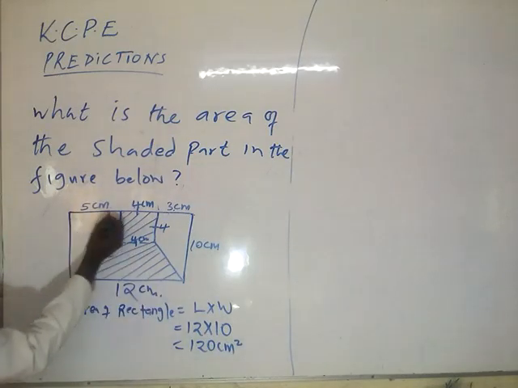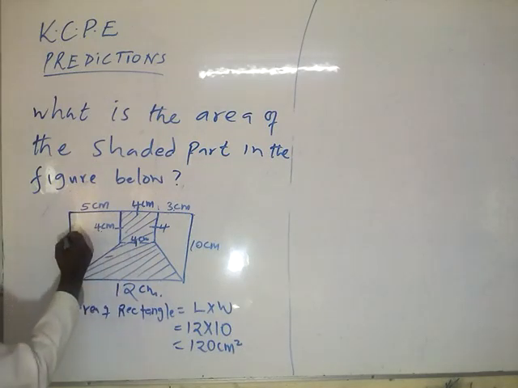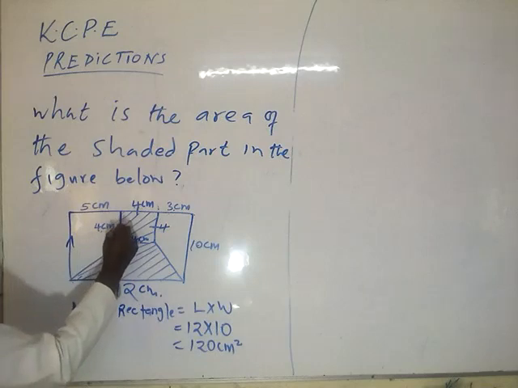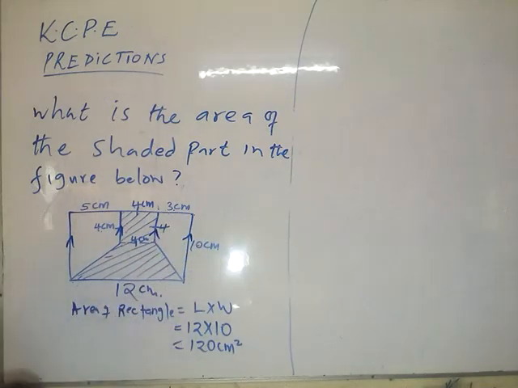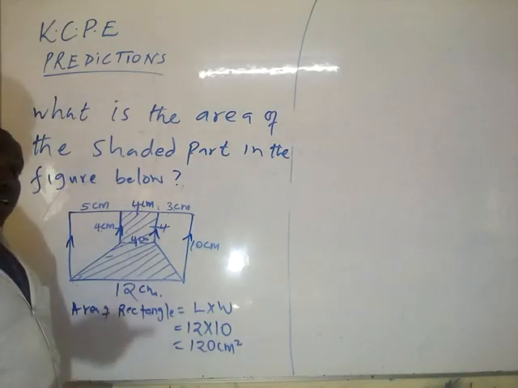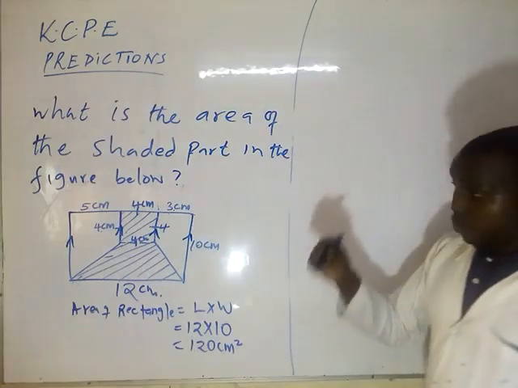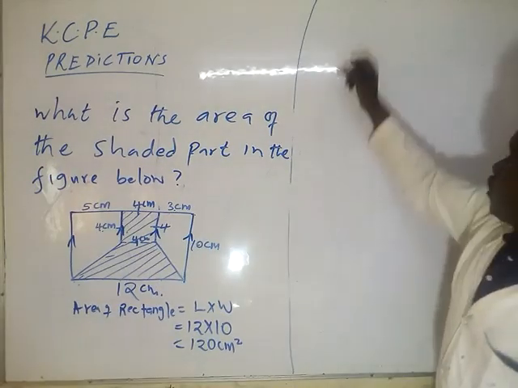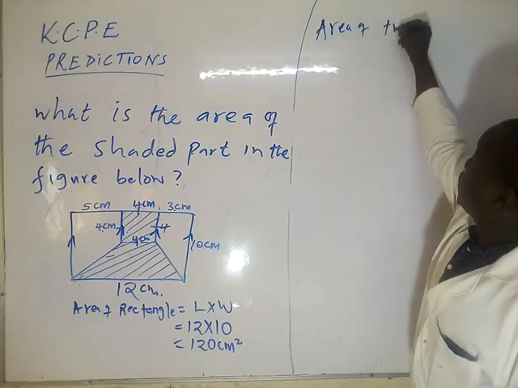So when you look at this figure here, from here up to here is a trapezium. So the trapezium, this line is parallel to this one. You know how to calculate the area of a trapezium? You should know. If you do not know, now you are knowing today. So area of a trapezium, how do you calculate the area of a trapezium?